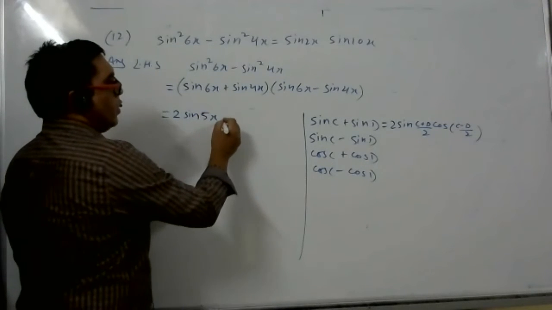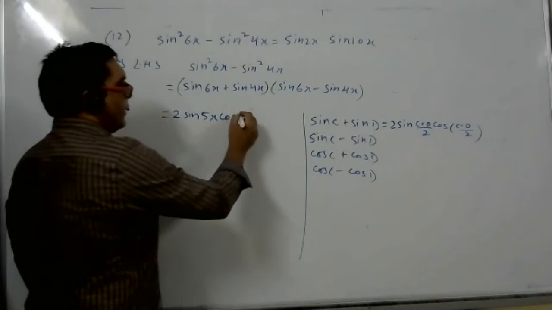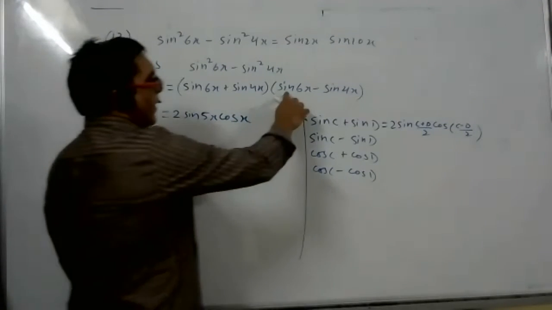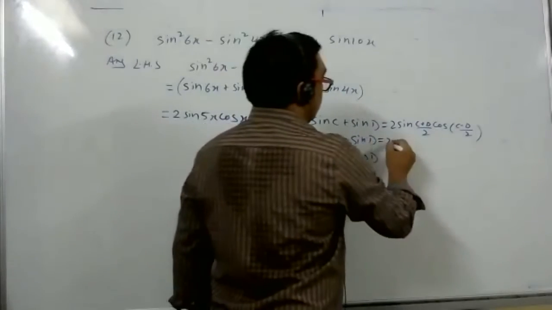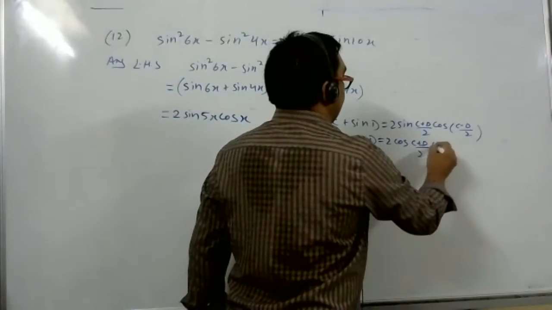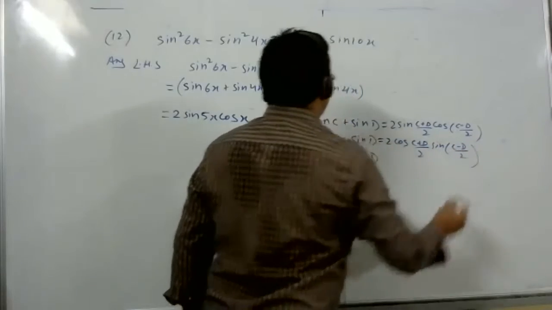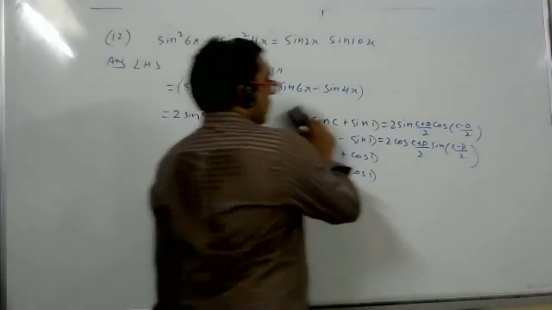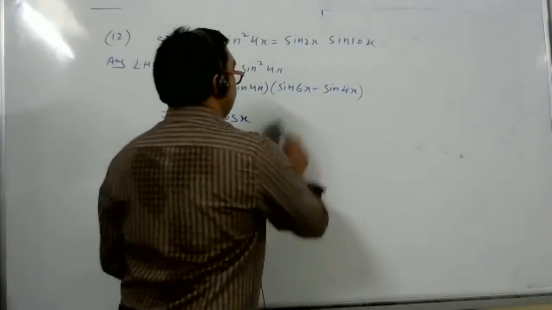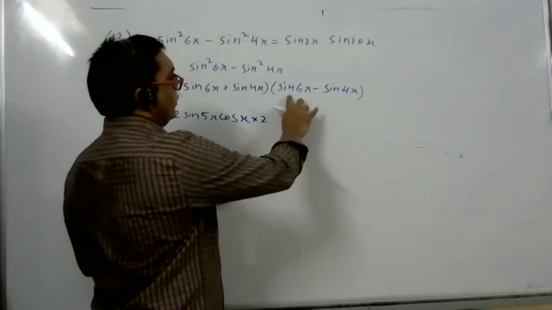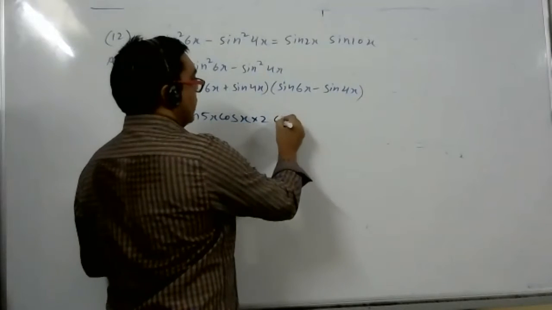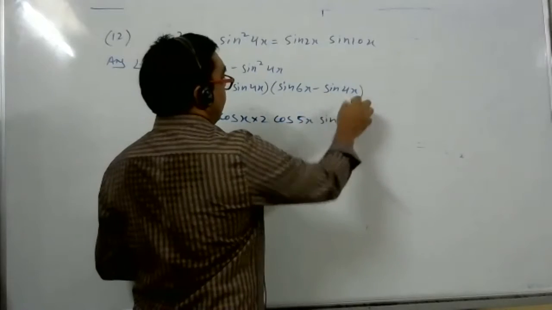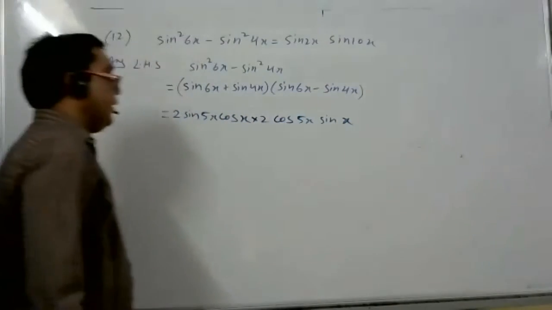5x, 5x cos 2x, cos x. Only cos x. Correct, na? Yes, sir. And here sin C minus sin D means what will come? 2 cos C plus D by 2 sin C minus D by 2. So what should I write now? Tell me. 2 sine into cos C plus D by 2 sin C minus D by 2. The formula will change. Are you understanding or not?